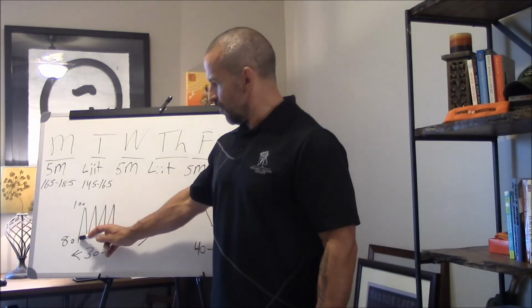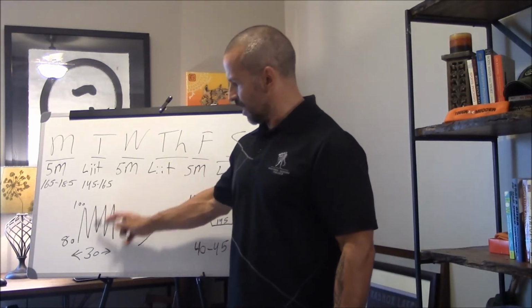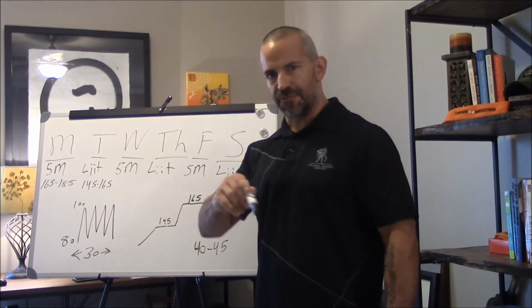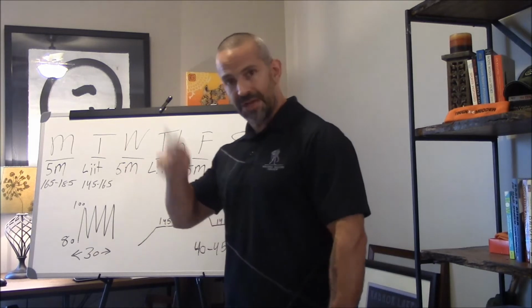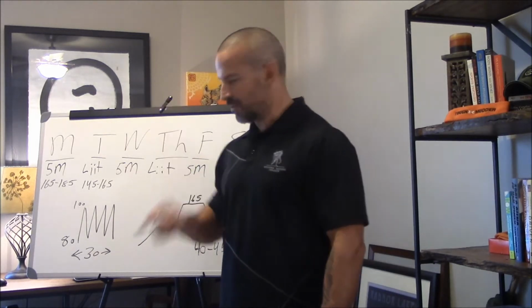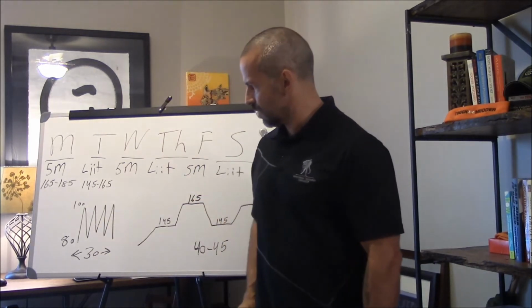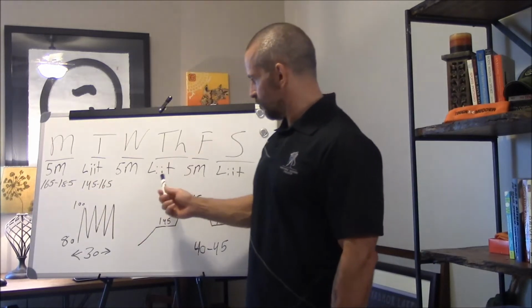The HIIT interval, if I were to draw it, looks something like this. You're going up and down. It's a 50-second cycle, 10 seconds to the next station. So it's up, down, up, down, up, down. Okay? It's very erratic. It looks something like this. And once again, we recommend 3 days a week.